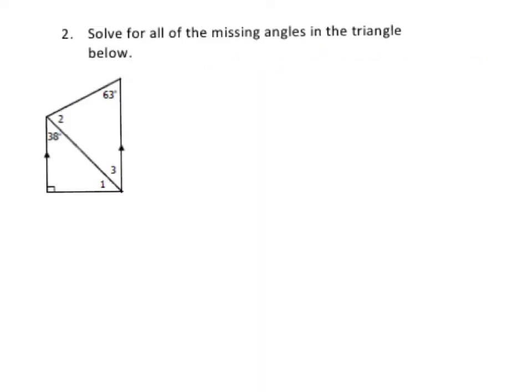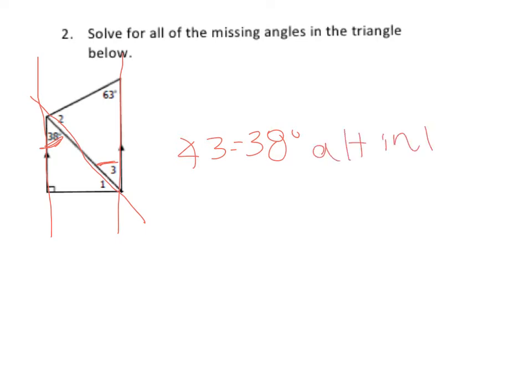Number 2 says solve for all of the missing angles in the triangle below. The most important thing to realize in this problem is that we have a pair of parallel lines. I put them in red in this problem. And note that we also have a transversal. So think back to our parallel lines and transversals problem. If this top angle was 38, angle 3 will also be 38 degrees because those are alternate interior angles. So I'm going to write down that angle 3 is equal to 38 degrees because they were alternate interior angles.